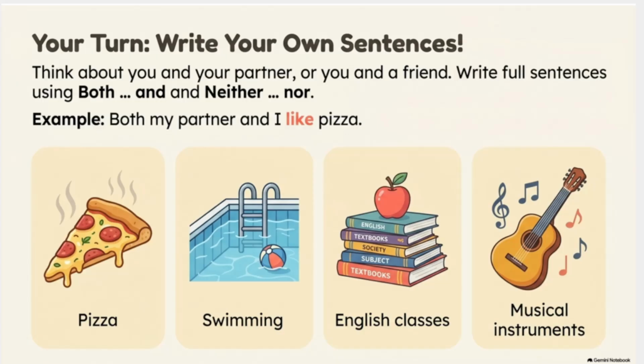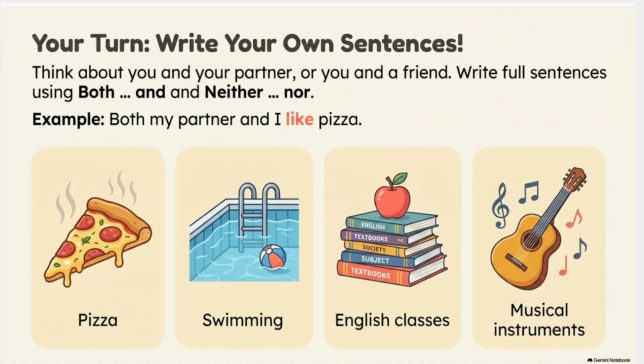Your turn. Write your own sentences. Now it's your turn. Think about you and your partner, or you and a friend. Use the pictures on the slide to help you make your own sentences. You can talk about pizza, swimming, English classes, or musical instruments. For example, both my partner and I like pizza. Here is another example. Both my friend and I enjoy swimming.